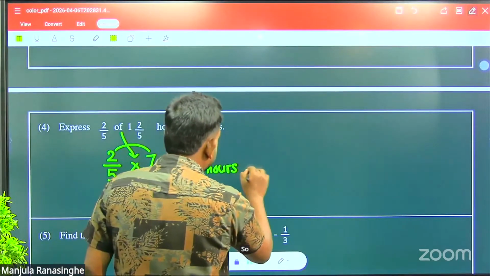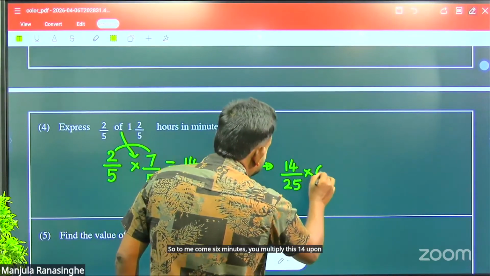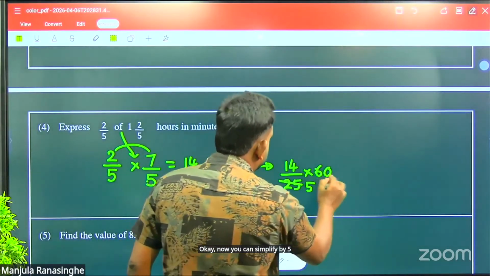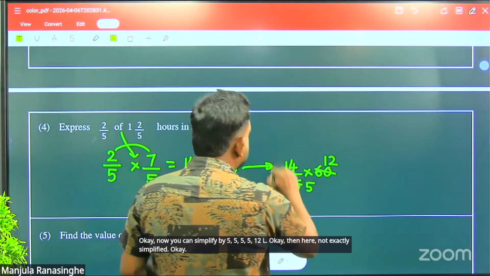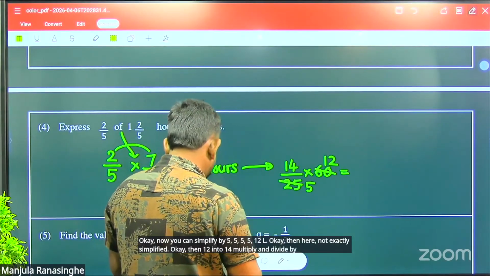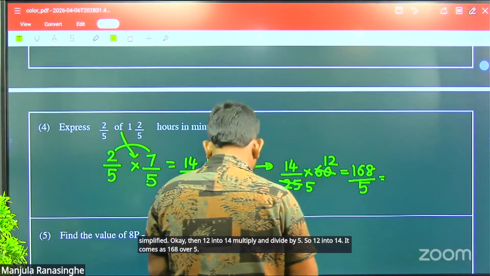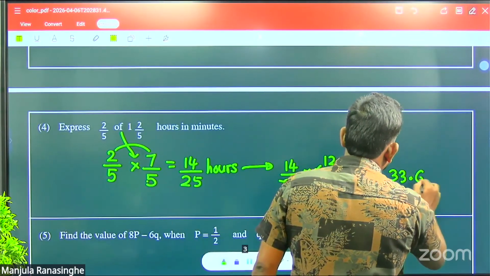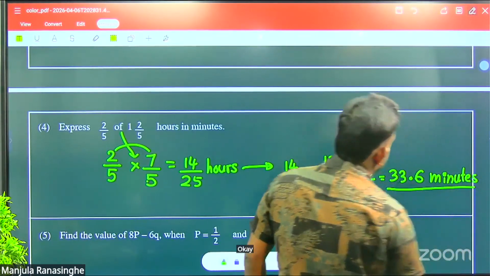So to become minutes, you multiply this 14 over 25 by 60. Now you can simplify by 5: 5, 5, 5, 5, 12. Then 12 into 14, multiplied and divided by 5, comes as 168 over 5. So you divide it by 5. As decimals, you can take 33.6 minutes. 33.6 minutes.